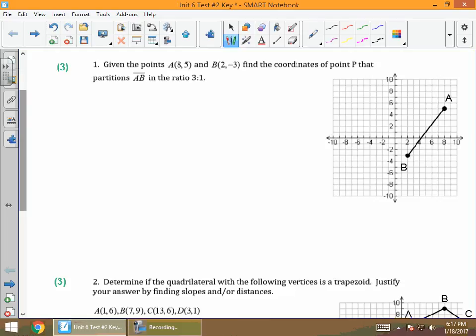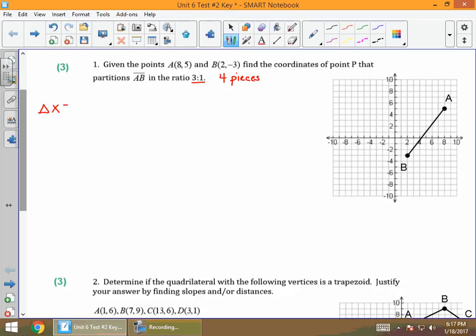So, partitioning a line segment. The first thing I'm going to look at is this ratio, and it says it's a 3-to-1 ratio, and 3 plus 1 equals 4, so that means I'm going to have 4 pieces that I'm going to divide everything into. All right, so what am I going to divide up? Well, I'm going to divide up the slope, and that's the change in the y and the change in the x. So I'm going to calculate the change in my x values first.